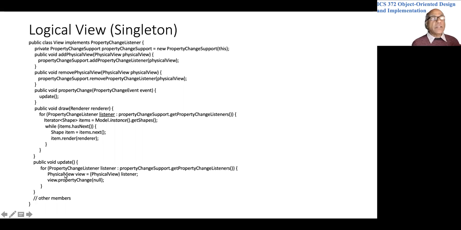When things change in the model, or when the controller feels like it, we will come to this update method. So if the model changes, the model would end up calling property change, which calls update. Or the controller might say, I need the view to update the display. So it would call the update method. So regardless of how we come here, what we do is we pull each physical view attached to this logical view and call the property change method of the physical view.